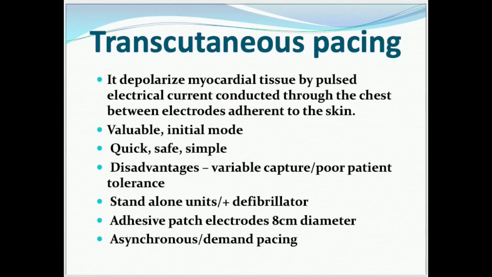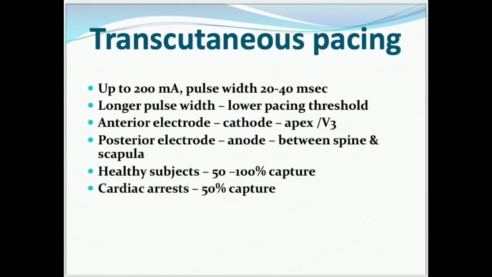Transcutaneous pacing requires a standalone unit with a defibrillator, adhesive patch electrodes of 8 cm diameter, along with asynchronous pacing or demand mode pacing. In order to perform transcutaneous pacing, the pacing output needs to be increased up to 200 mA and a pulse width of 20 to 40 milliseconds. Longer pulse width usually lowers the pacing threshold.